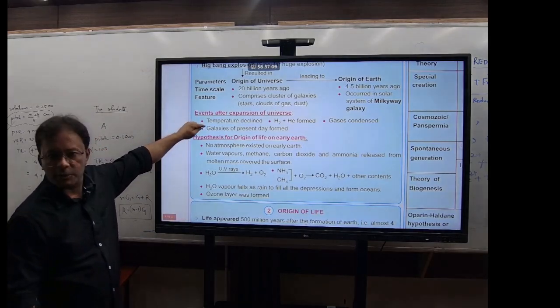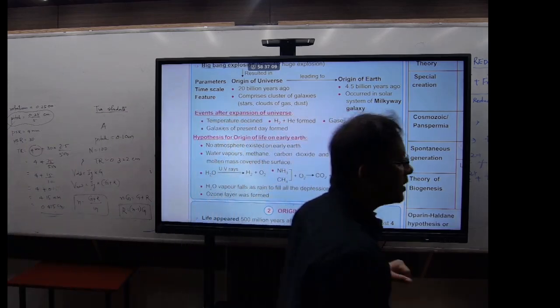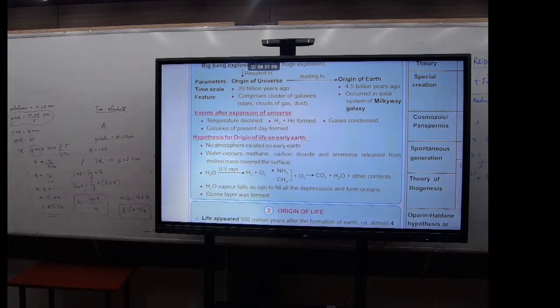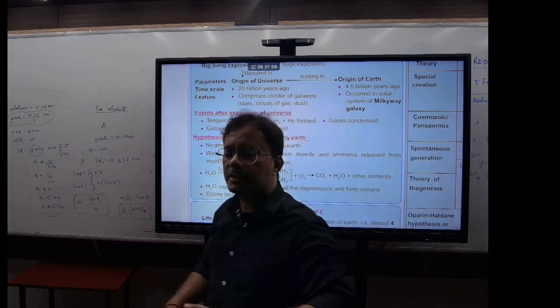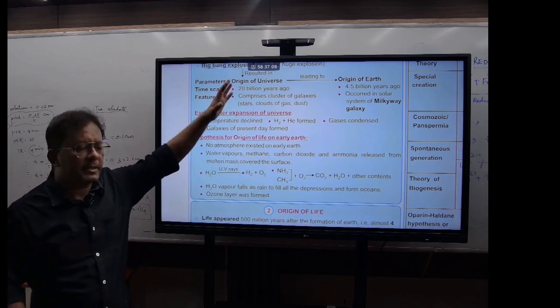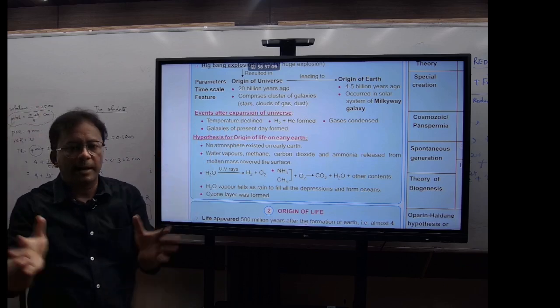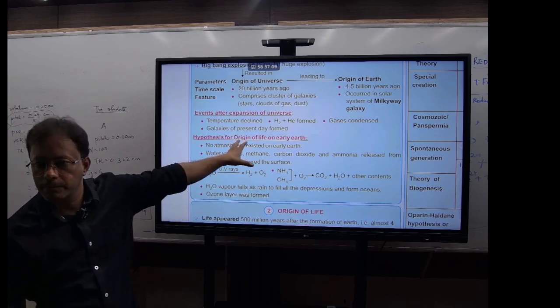After expansion of the universe, what happened? Temperature has come down, and we have the formation of hydrogen and helium. These are the first atoms to form, hydrogen and helium. Gases condensed because of the weight, because of the gravity, and galaxies of the present day has started to form. Since this happened some billions of years ago, we don't have exact idea. Scientists don't have exact idea what actually happened there. Still research is going on, but presently this is what we know, right?